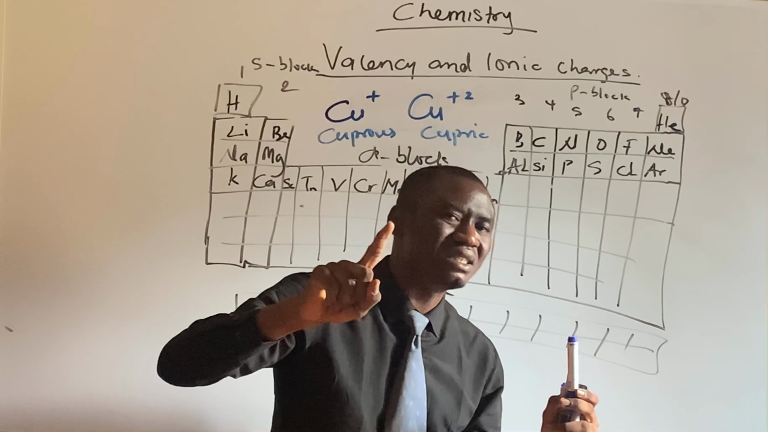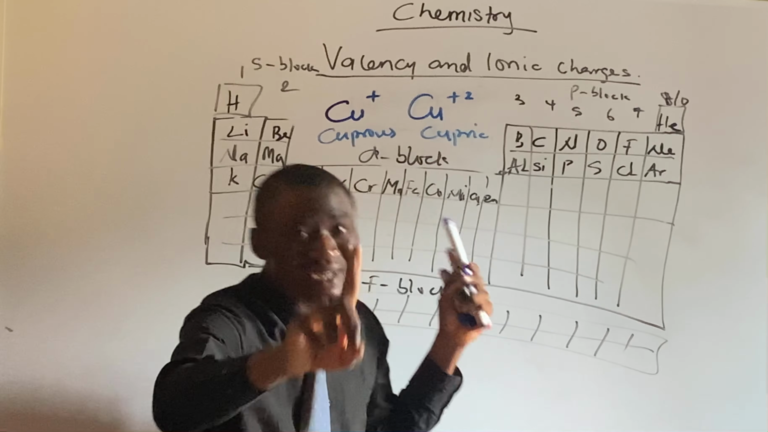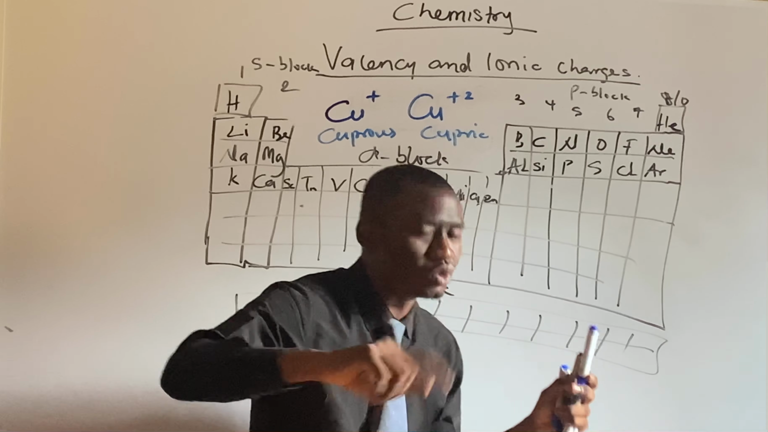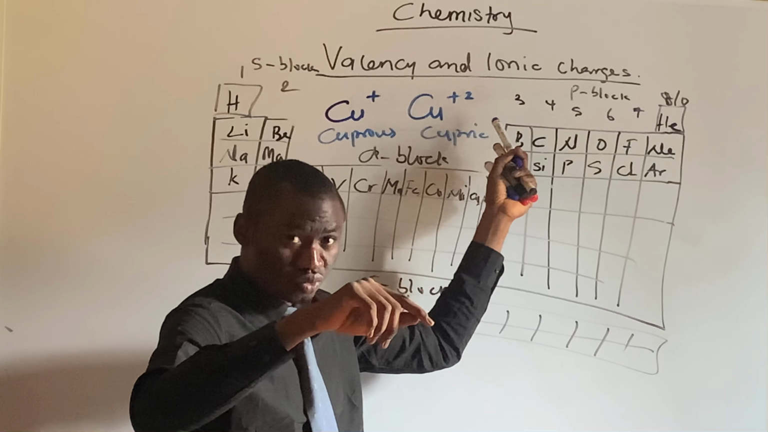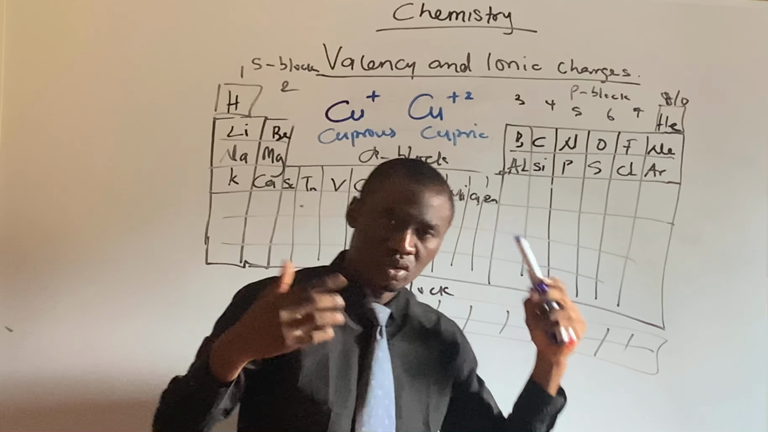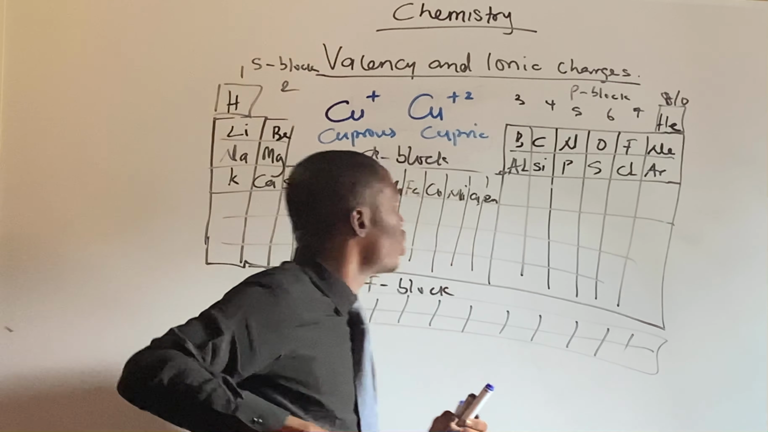Now, but the valency here is 1, not plus 1. The valency here is 2, not plus 2. The ionic charge is plus 2, not just 2. The ionic charge is plus 1, not just 1. So you can know what you are doing.